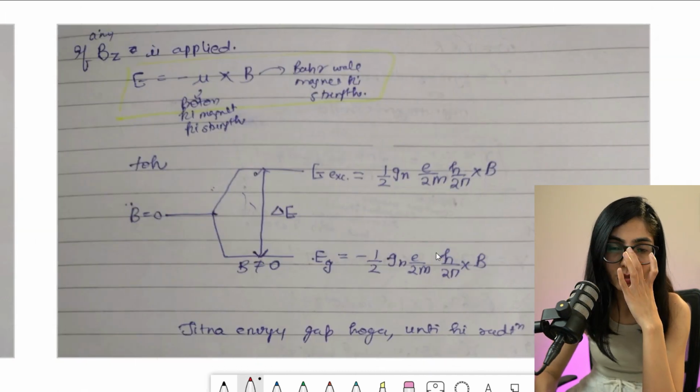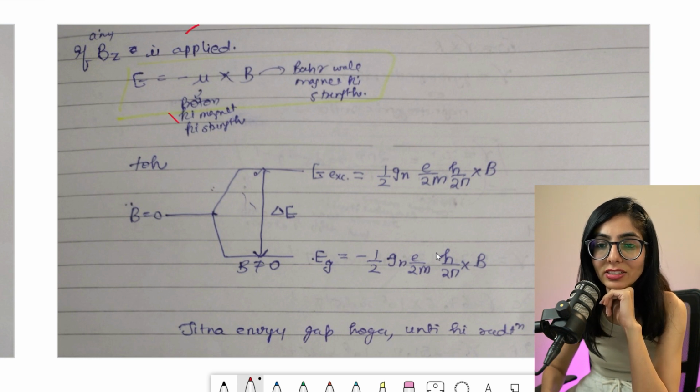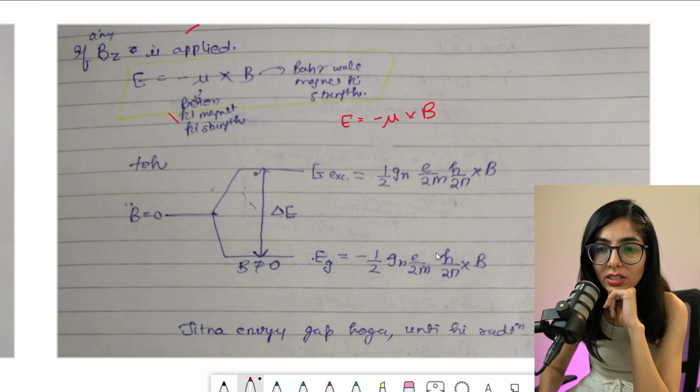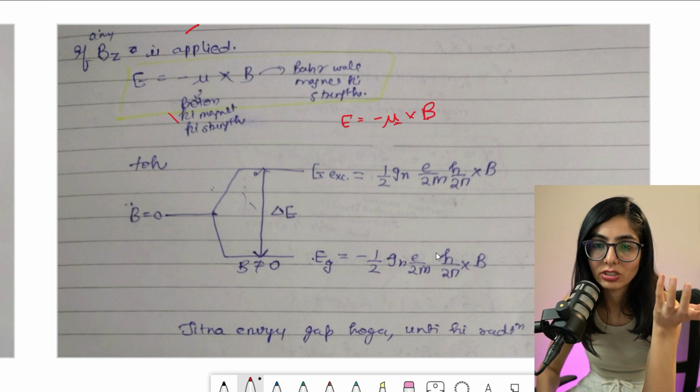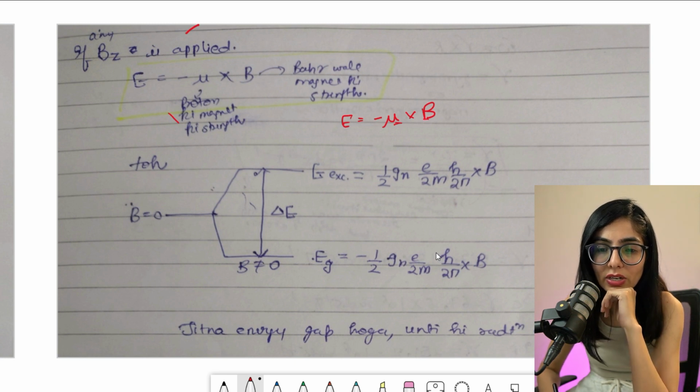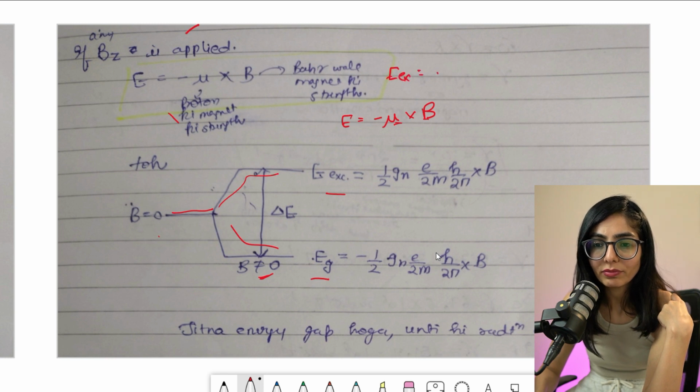So guys, going to the next slide. If any Bz is applied, that means if any external field is applied, the energy becomes the magnetic moment into the external magnetic field strength. This magnetic moment is always used to measure the strength of any magnet. You should know that. So what will happen when B is not equal to 0? This becomes the formula I told you. E excited will become what? E excited would be minus mu, like E.